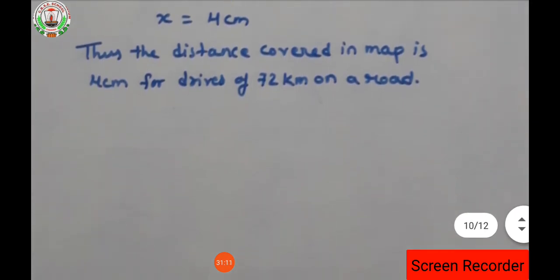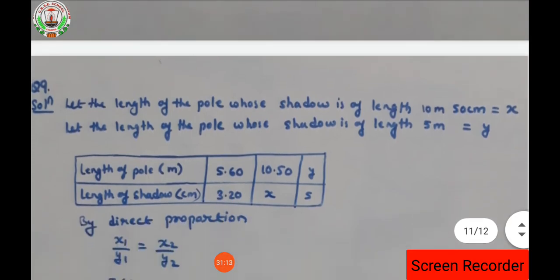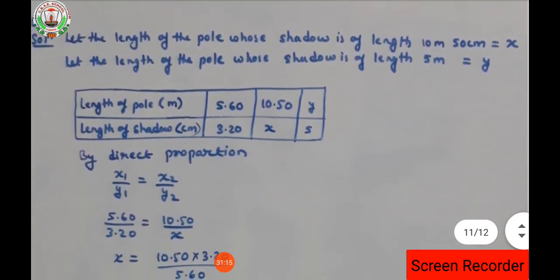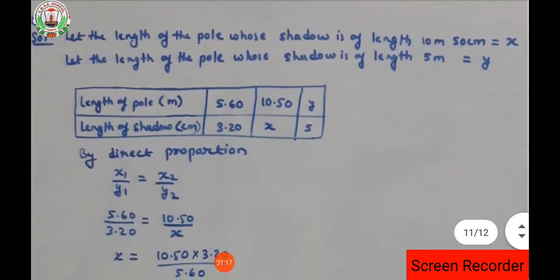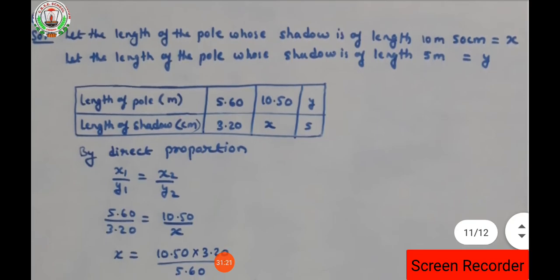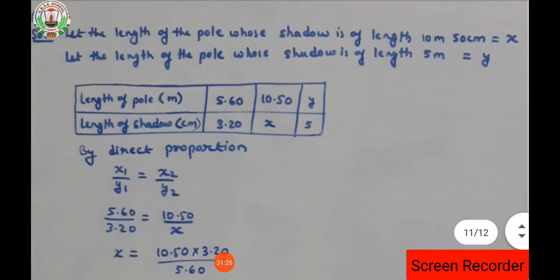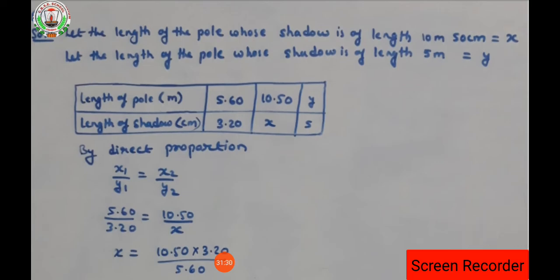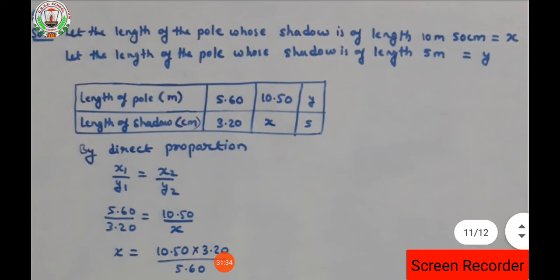Clear? Next part of the question. Next question is question number 9. Let the length of the pole whose shadow is of length 10 meter 50 centimeter be x, and second, we have to consider, let the length of the pole whose shadow is of length 5 meter. Okay.